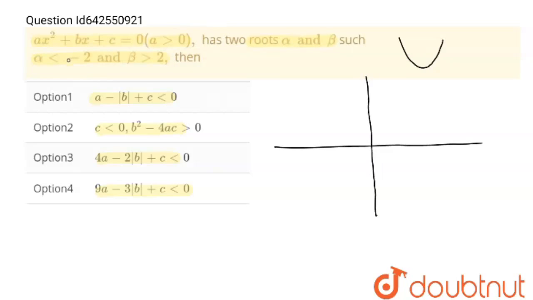Now see, one root is less than -2. Suppose this is point x is equal to -2. And the other root is x greater than 2, so I am going to consider this point x is equal to 2. No problem, students. One root is less than -2. Suppose this is our root alpha and here it is our root beta. Okay, and the curve is opening upward. Suppose this is our curve.